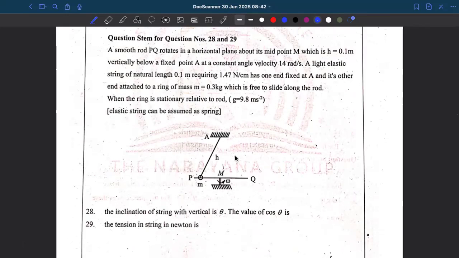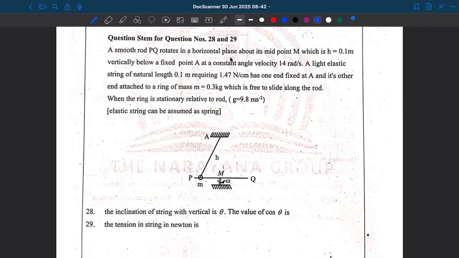G value is given, right? 9.8 is given. Don't say it like that, son. The value is given. So question 28, 29 is a simple question actually, according to me. Right, 28, 29, what is that you need to do?